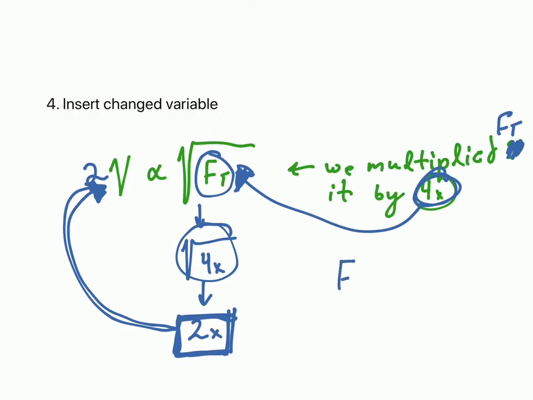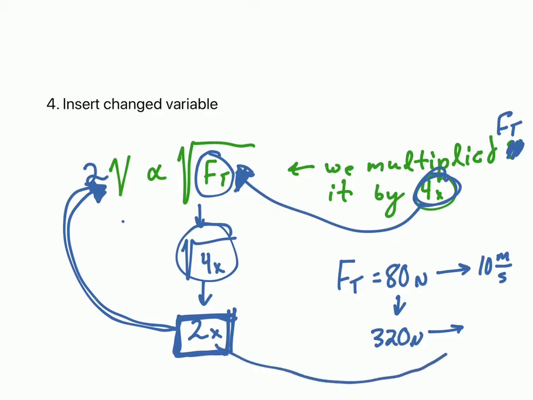So if our initial tension was 80 newtons, and that meant we were spinning it with a speed of 10 meters per second, keep in mind I'm making these numbers up. If you instead used 4 times that tension, 4 times 80, 320 newtons of force to pull it in, to have the same mass and radius, you would have to spin it twice as fast. So you would have to spin it at 20 meters per second.